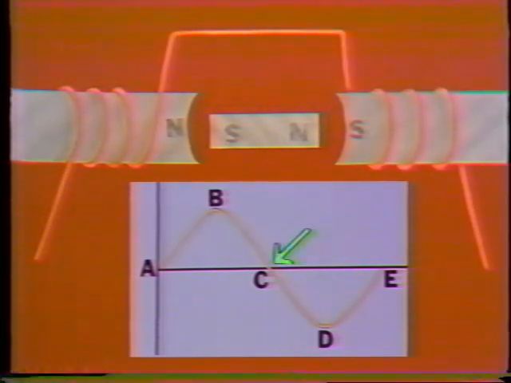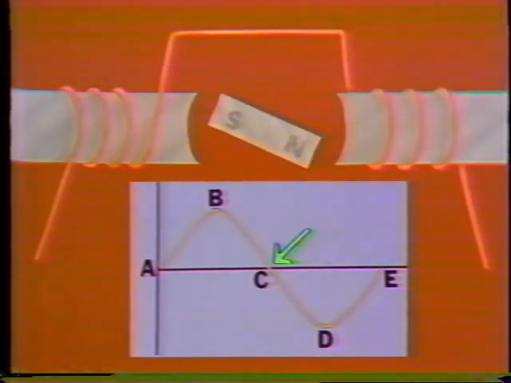At C, current is zero and there's no magnetic field. The rotor's now in line with the stator. With no current, inertia keeps the rotor moving until the magnetic field builds up again. Inertia, in this case, is the tendency of a moving object to keep moving. It's what allows the motor action to continue.